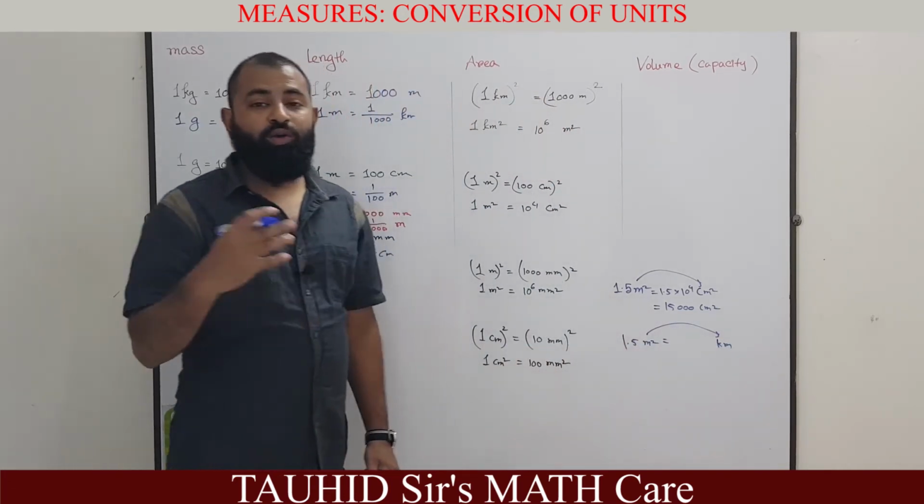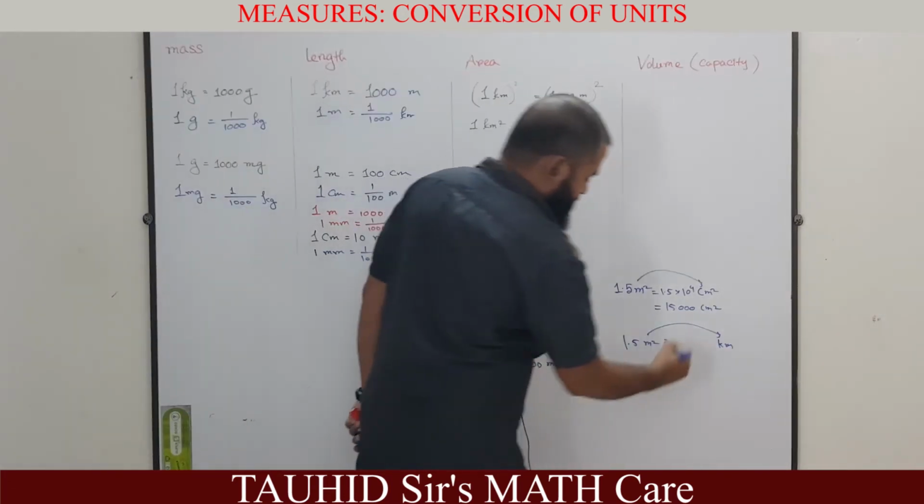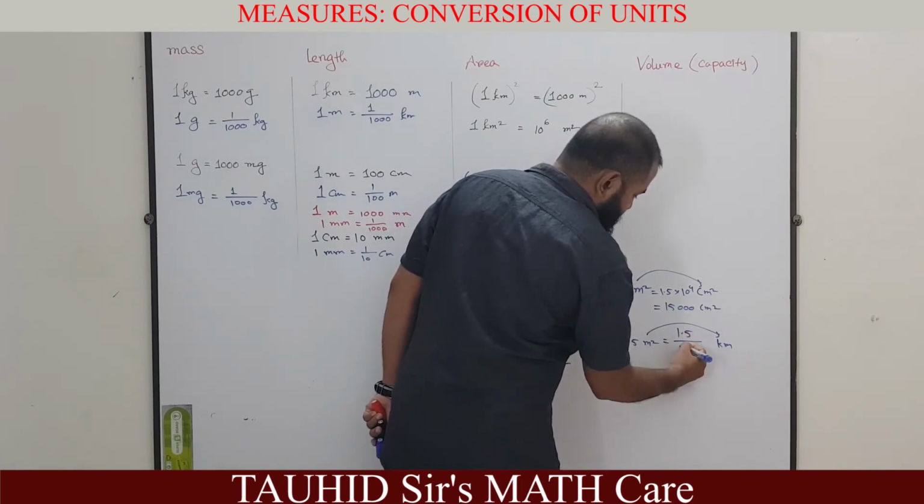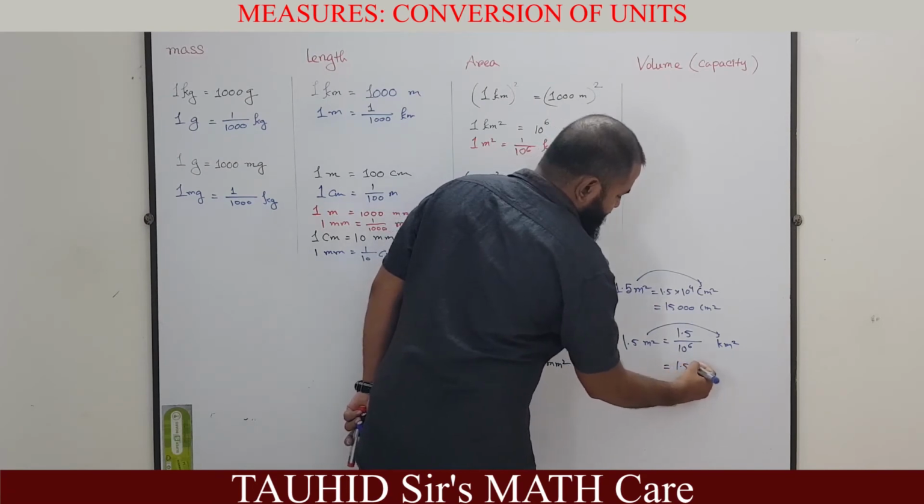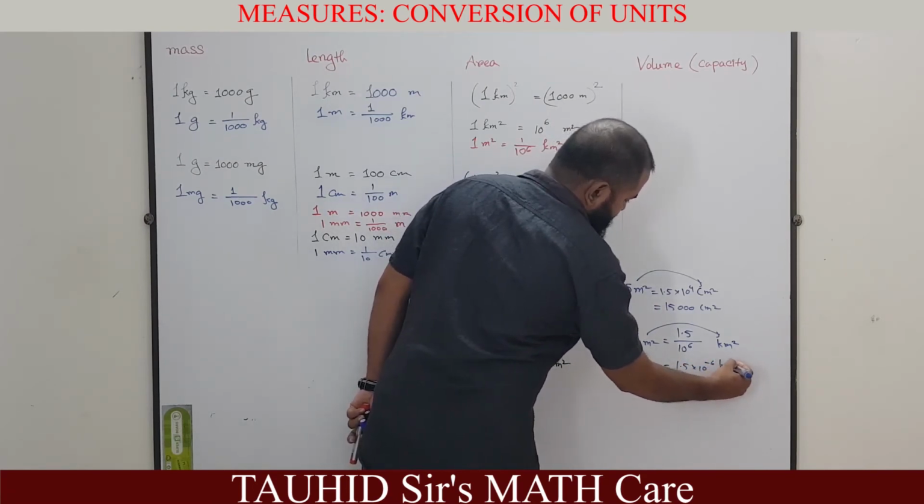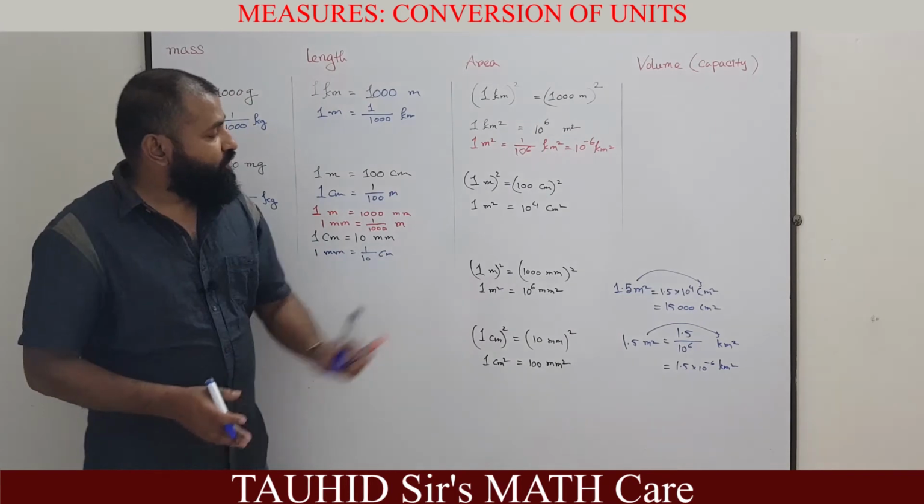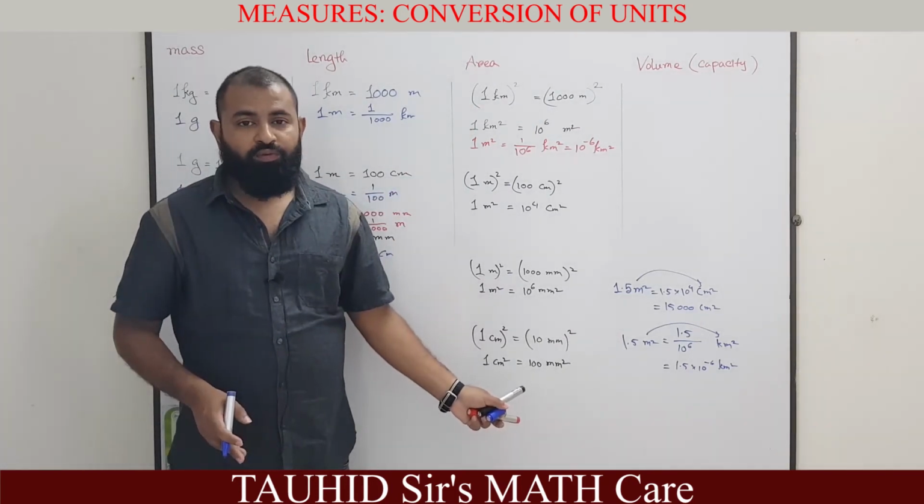If you are asked to convert 1.5 meter square to kilometer square, now you are going to larger units. So what will you do? You will divide. 1.5 divided by 10 to the power 6 kilometer square. That means 1.5 into 10 to the power minus 6 kilometer square. This is the relationship for the units of area.